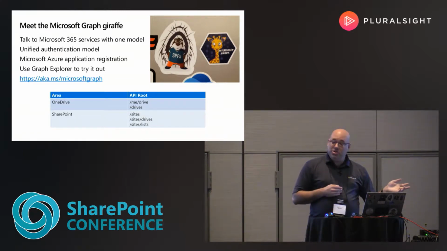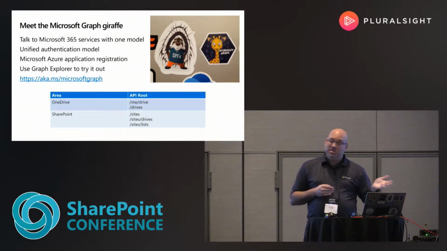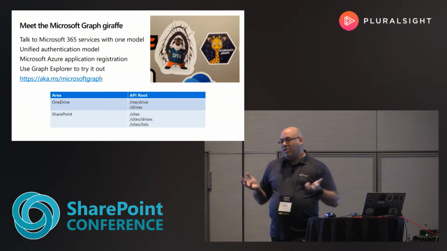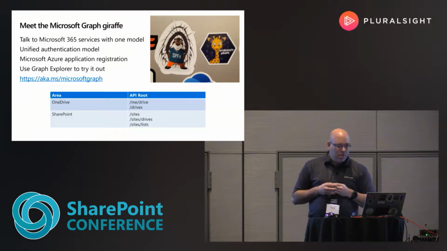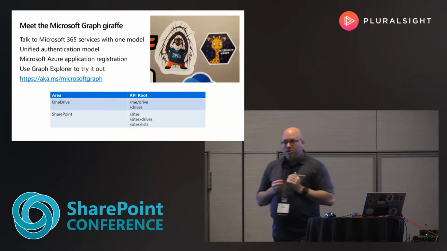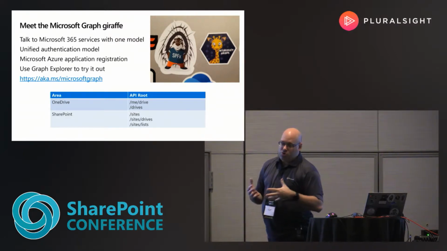All of the graph information is available at aka.ms/MicrosoftGraph or graph.microsoft.com, whichever one is easier for you to remember. In terms of OneDrive and SharePoint, most of what we do falls under one of two spots.